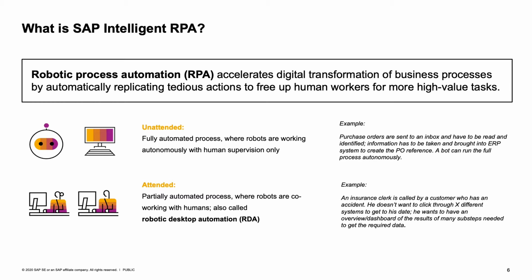For example, an insurance clerk is called by a customer who has an accident. He doesn't want to click through X different number of systems to get to his data. He wants to have an overview, a dashboard of the results of many sub-steps needed to guide the required outcome. In this case, an attended bot helps the clerk navigate the system.